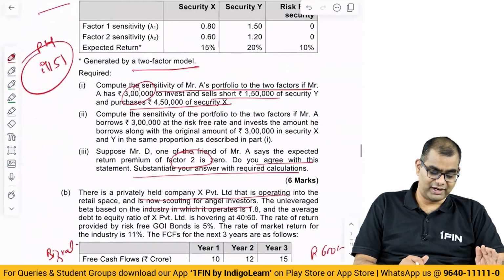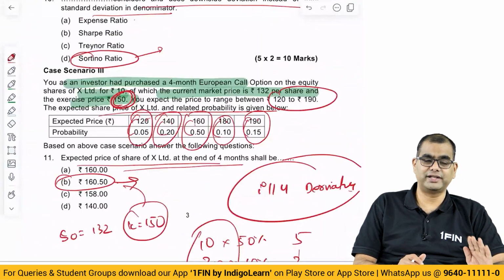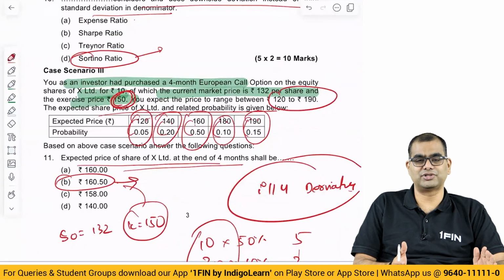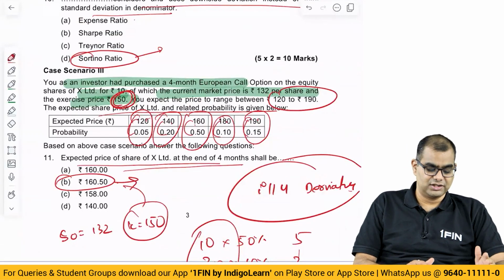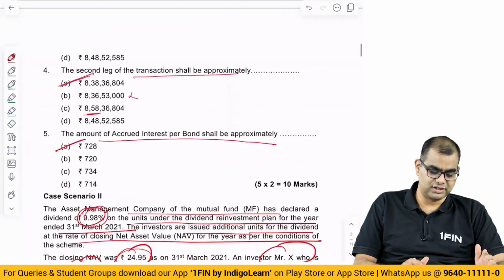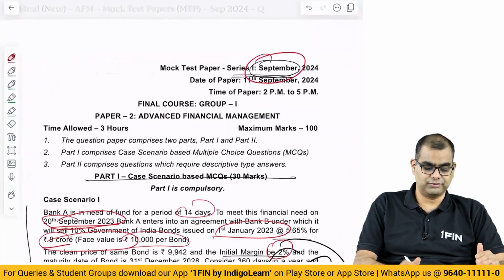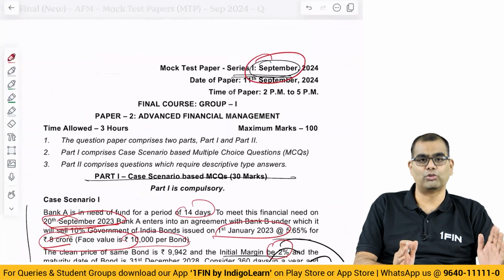Even though it is not required, I went ahead and solved all the MCQs for you. They're not very complicated MCQs, very, very simple stuff, right? So this is how it is. We have finished the first mock test paper, series 1, September. Now, let us go and look at the second mock test paper, series 2, which is in October.